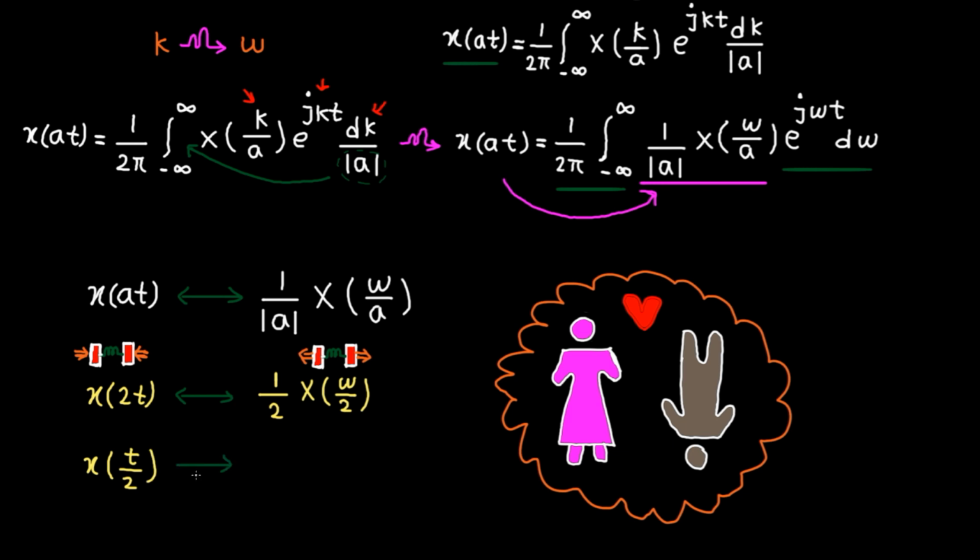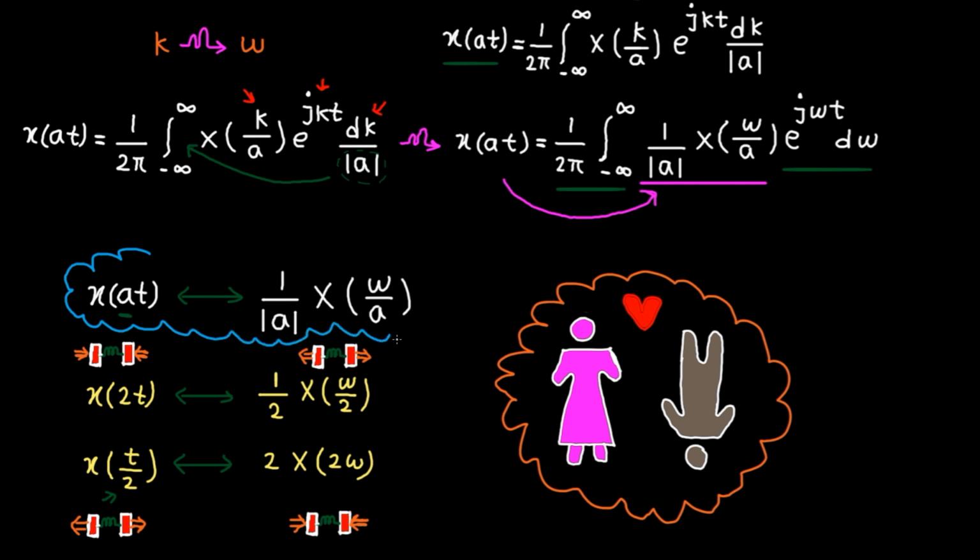Another example, when a is 1/2, we get this. This transformation means we play the signal at half the speed, so it takes more time to finish, and that's why the signal gets expanded in the time domain. This means compression in the frequency domain. So keep this in mind. There is an inverse relation between time and frequency domain.